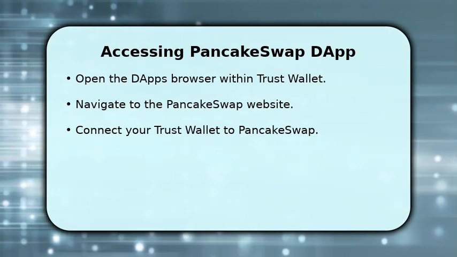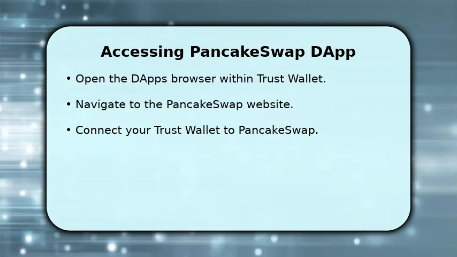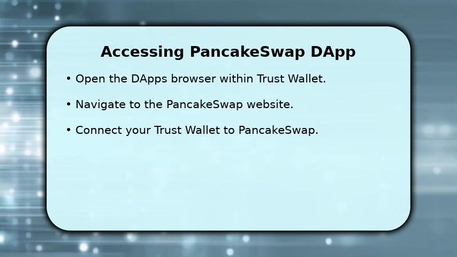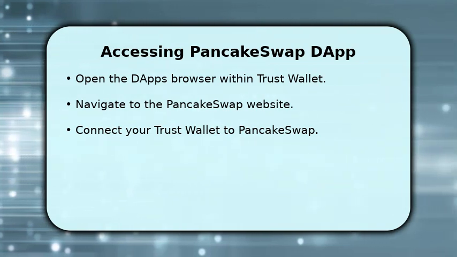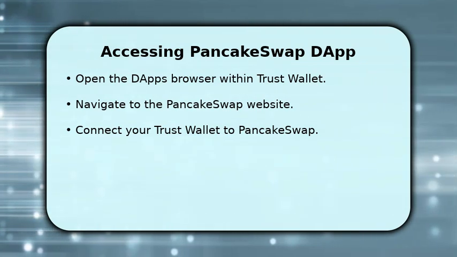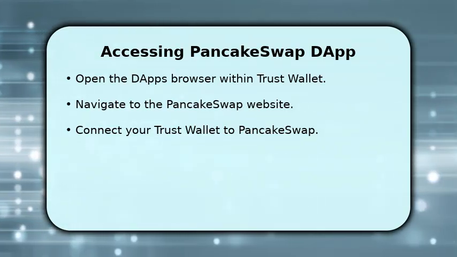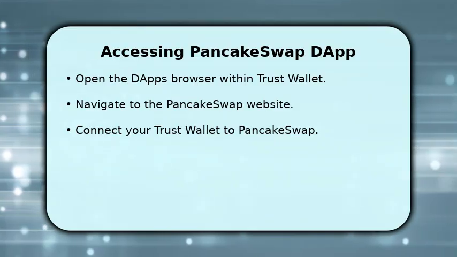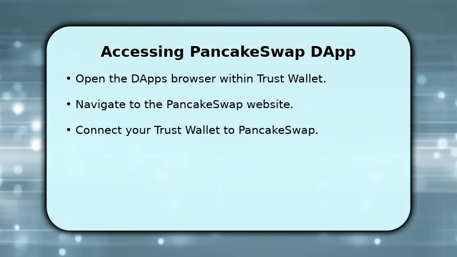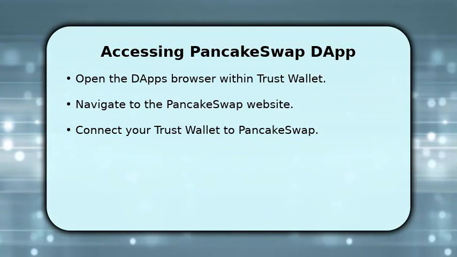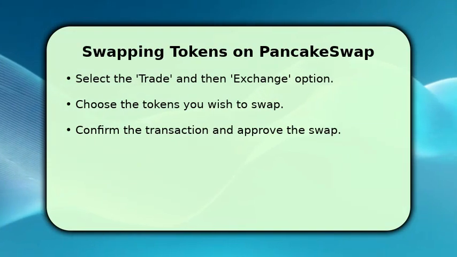Next, open the dApps browser located at the bottom of your Trust Wallet interface. In the search bar, type Pancakeswap or select it from the popular list. Once on the Pancakeswap site, look for the Connect Wallet button, usually in the top right corner. Tap it and choose Trust Wallet to link your account securely. Now you're ready to swap tokens.